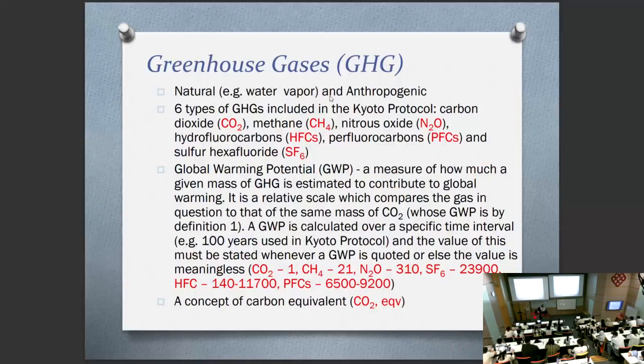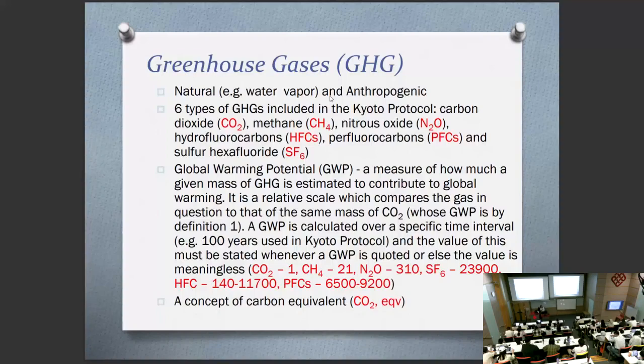So a global warming potential is calculated over a specific time interval, like 100 years. We assume that type of gas will stay in the atmosphere for 100 years. And the value of this period must be stated whenever a global warming potential is quoted, or else the value is meaningless. So for example, carbon dioxide has a global warming potential of 1, and that of methane is 21.